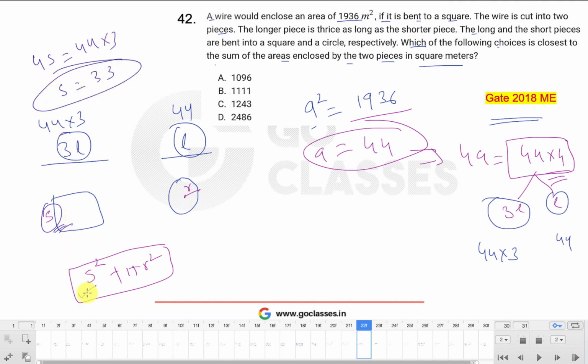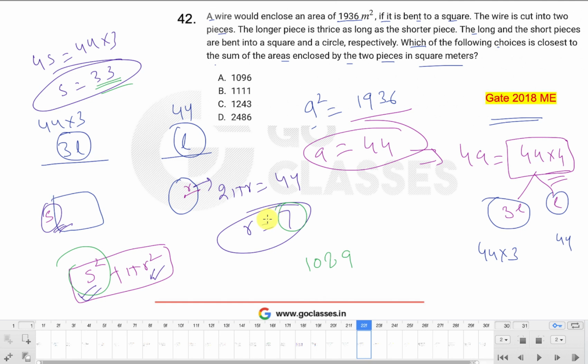Okay, we have to put the value of S here. And for R, 2 pi r equal to L, meaning 44. So r equal to 7. So we have to put the value of r here. If S is 33, the value of S square will be 1089 and r is 7. So what is the value of pi r square? 22 by 7 into 7 into 7. It will be 154. So what is the answer? 1243. C is the answer.